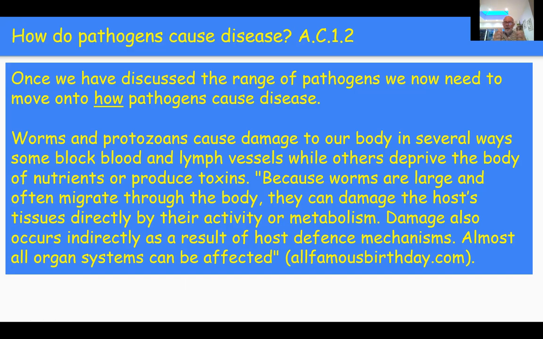So in 1.2, we need to move on to how, and the emphasis is on how do pathogens cause disease. So worms and protozoans can cause disease and damage to the body in several ways. Some block blood vessels and lymph vessels, while others deprive the body of nutrients or produce toxins.